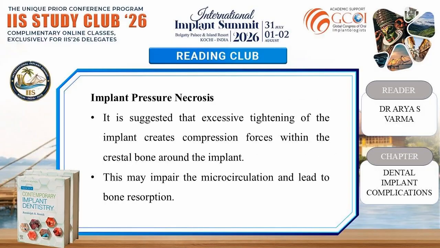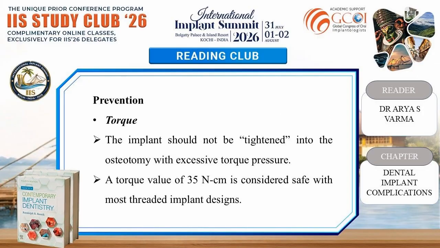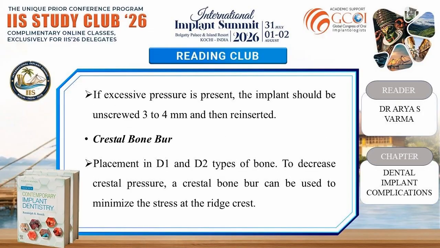Implant pressure necrosis. It is suggested that excessive tightening of the implant creates compression forces within the crestal bone around the implant. This may impair the microcirculation and lead to bone resorption. Prevention. First one is torque. The implant should not be tightened into the osteotomy with excessive torque pressure. A torque value of 35 Newton centimeter is considered safe with most threaded implant designs. If excessive pressure is present, the implant should be unscrewed 3 to 4 mm and then reinserted.